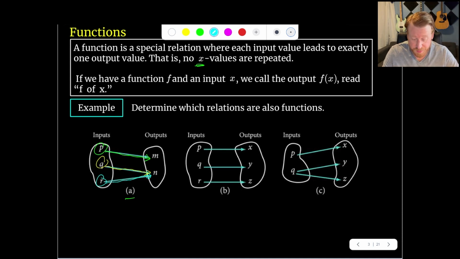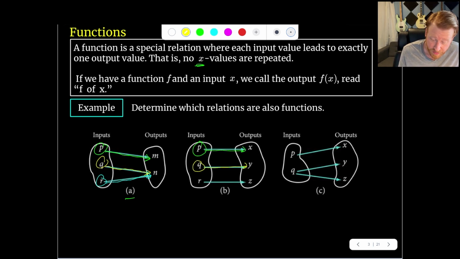Looking at this next example, this one is even hopefully a little bit more straightforward in convincing you that this is a function. So P is being sent only to Q. We've got Q being sent only to Y. And we've got R being sent only to Z. So again, totally a function here. Every one of our inputs is being sent to exactly one output.